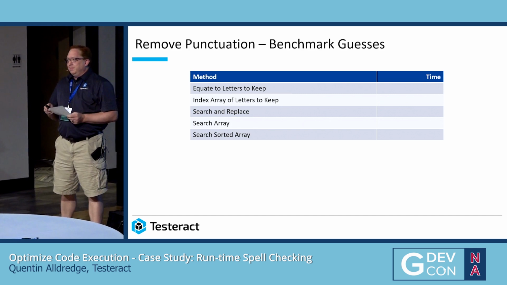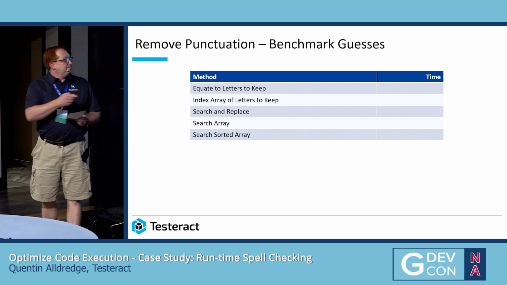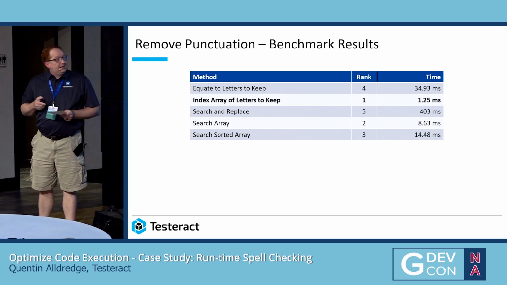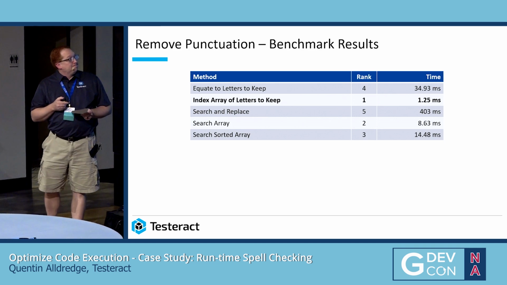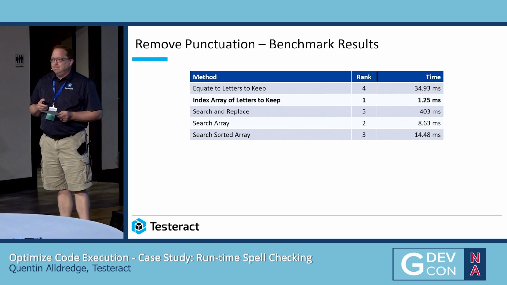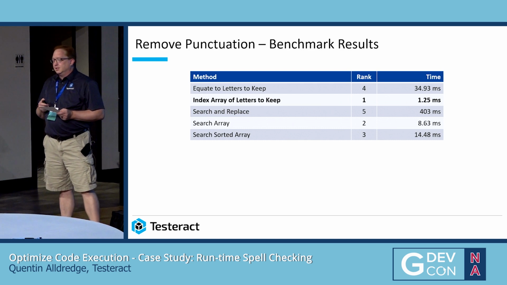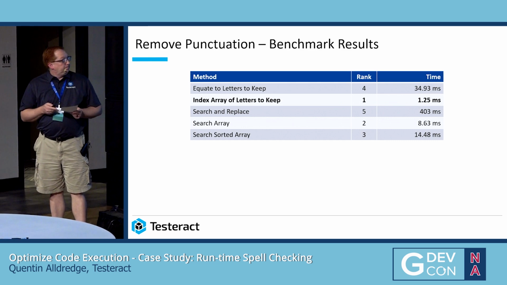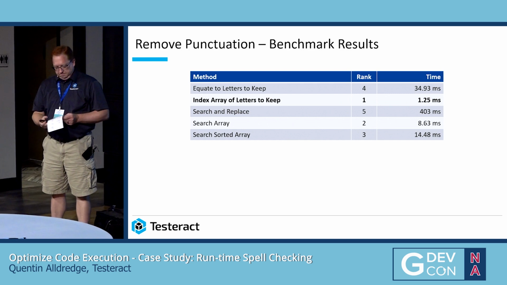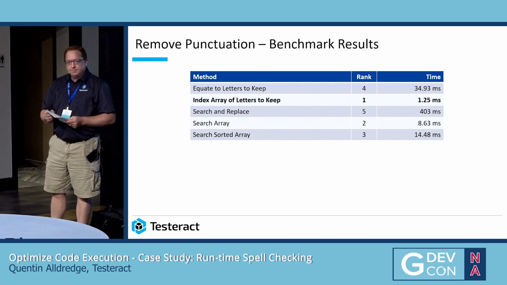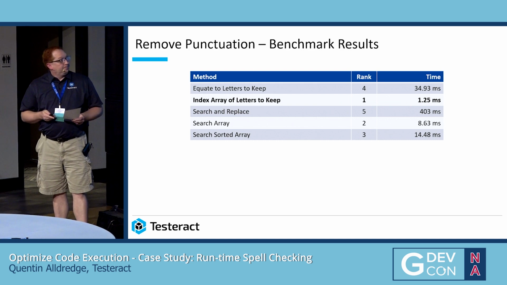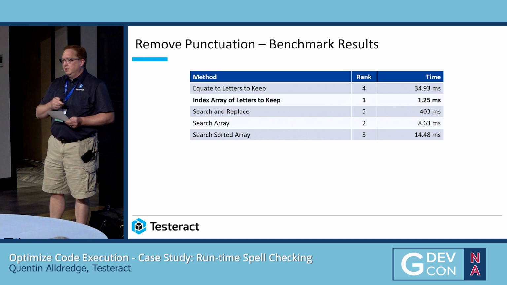Okay, are we good on this one? Ready? Okay, here we go. So the direct index is the fastest. You can index through arrays really fast. Searching through arrays is somewhat slower. Okay, you got your score?